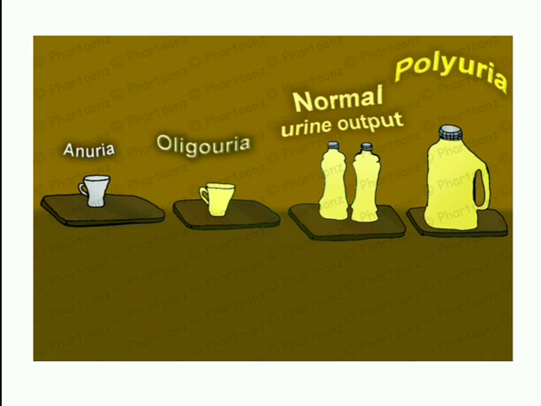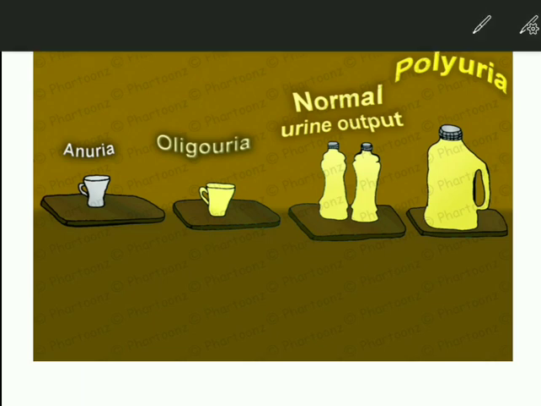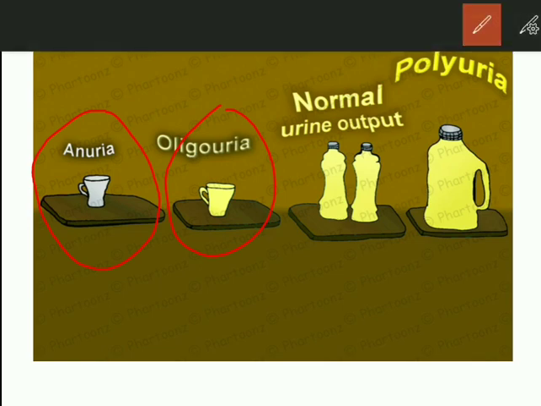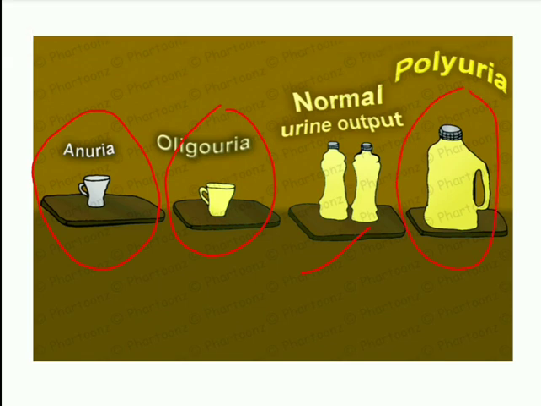Here we can see in the figure that during anuria there is complete stoppage of urine output. In oliguria, a decreased amount of urine output. In normal, about 750 to 2500 ml of urine is given. During polyuria, there is an increased output of urine.